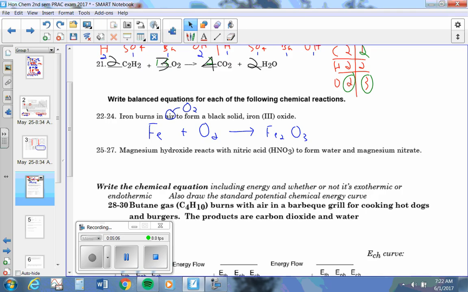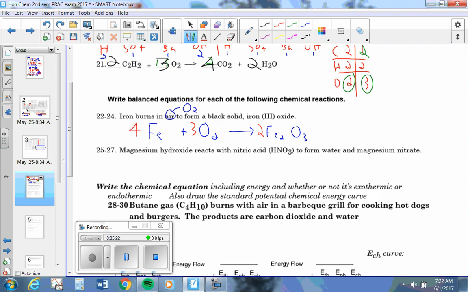If I have 2 oxygens on one side and 3 oxygens on the other, I'm probably going to have to triple this side and double that side to get 6 on each side. But now I have 2 times 2 is 4 irons, so I need a 4 there.